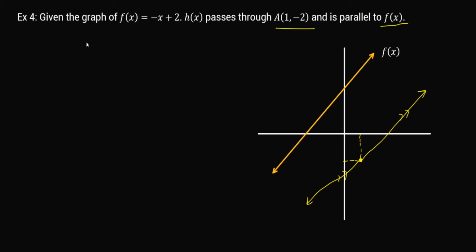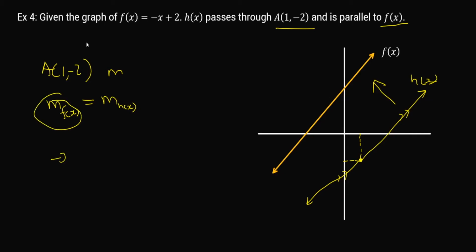Okay, now we have two things here. We have a point, which is 1 and minus 2, and we also have the slope. Why do I say that? The question said this new line, which is h of x, is parallel to f of x. What do we know about the gradient of parallel lines? We know that m of f of x should be equal to m of h of x if these lines are parallel. And we know that m of f of x is minus 1, the coefficient of x. Therefore, the gradient of h of x is equal to minus 1.